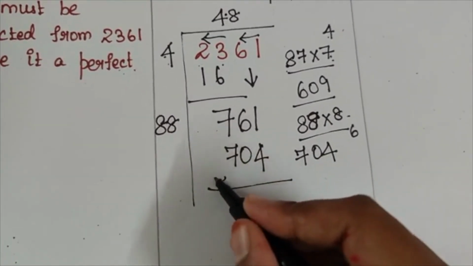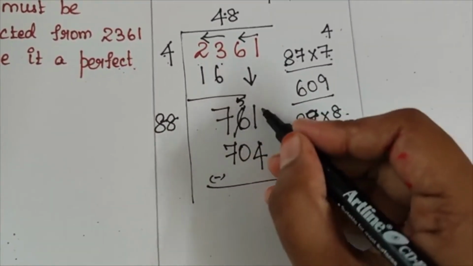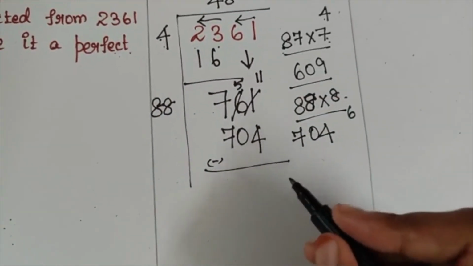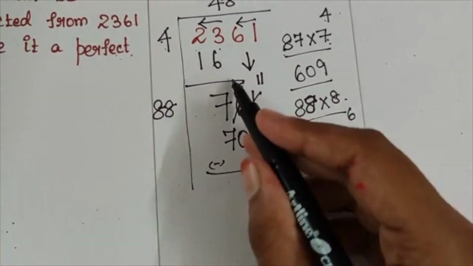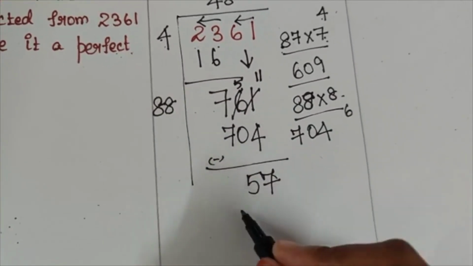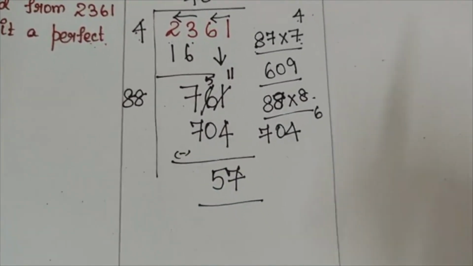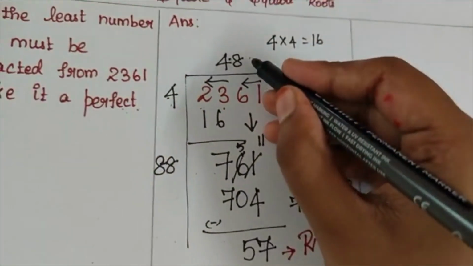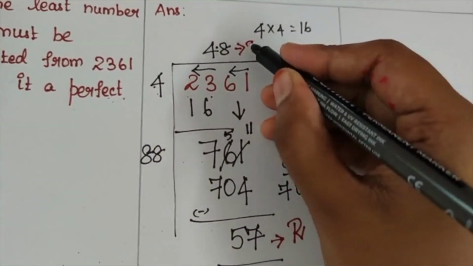Subtracting this we get 5, and here it becomes 11. 11 minus 4 we get 7. 5, 57. So look carefully. This number is called the remainder and this one is the divisor. Sorry, quotient.